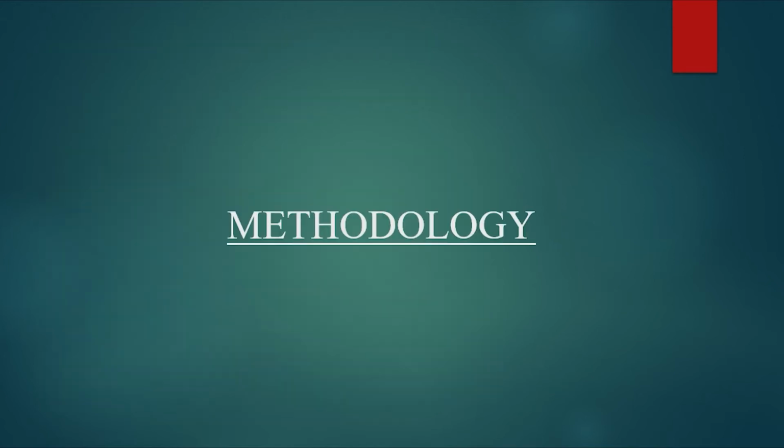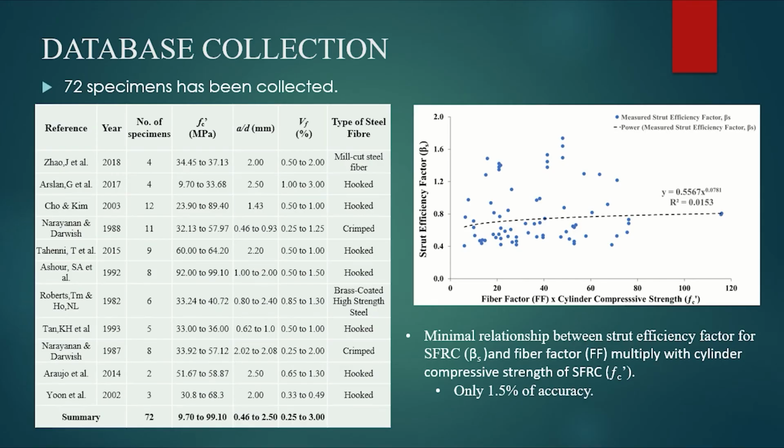The methodology of the research began with the database collection. A total of 72 specimens have been collected and summarized into the table below. In order to determine the relationship between the strut efficiency factor for SFRC with fiber factor and cylinder composite strength, a regression model is developed. It is noted that the closer the value of R squared is to 1, the greater the relationship is.